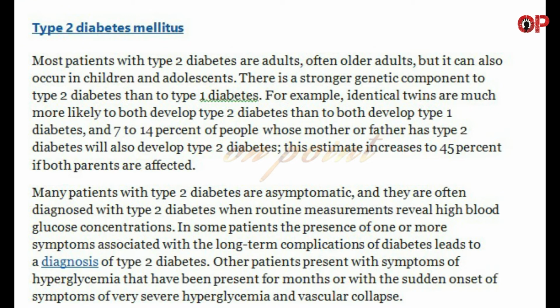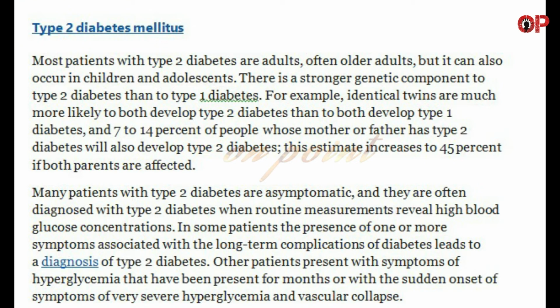For example, identical twins are much more likely to both develop type 2 diabetes than to both develop type 1 diabetes, and 7 to 14% of people whose mother or father has type 2 diabetes will also develop type 2 diabetes. This estimate increases to 45% if both parents are affected.